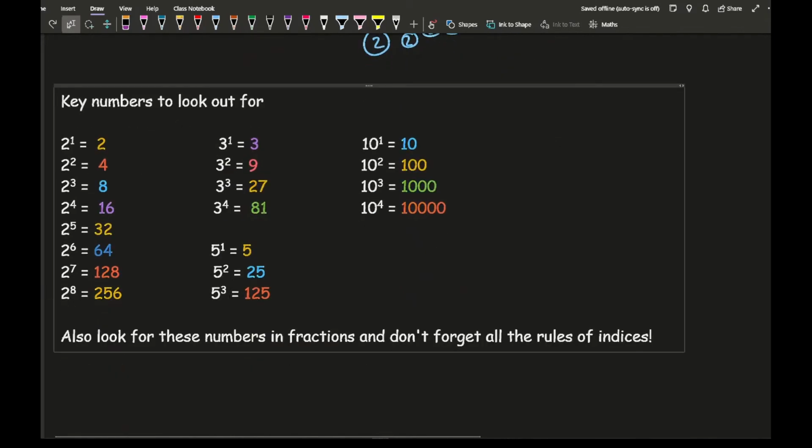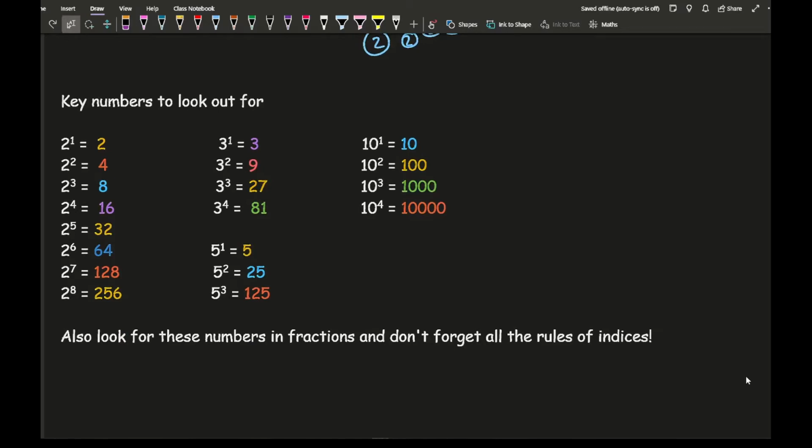Now basically one thing that you want to look out for are these numbers. So if you do have quite a nasty calculation and it resembles an indices question or it resembles a product of their primes, then what you want to do is look out for these key numbers, and be able to know how to convert one from the other. So recognize that 16 is 2 to the power 4, 64 is 2 to the power 6, 25 is 5 squared, 1000 is 10 to the power 3, 27 is 3 cubed.